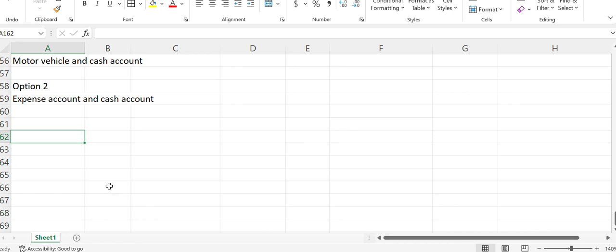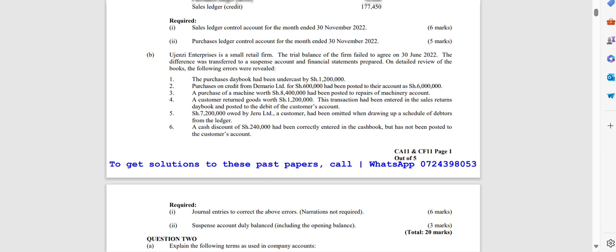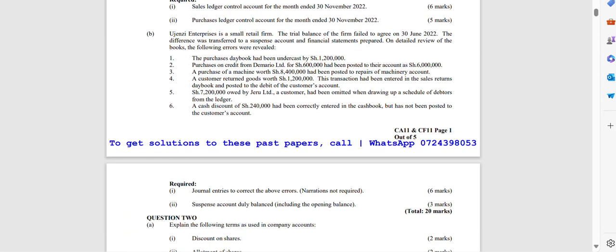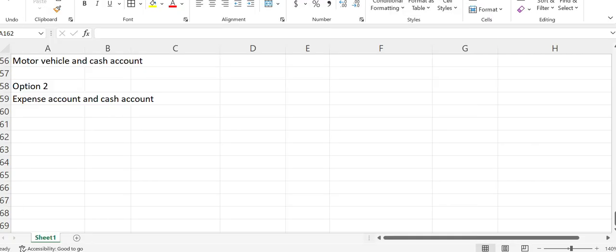So this one is which sitting? Which sitting is this? December 2022 question 1B. December 2022 question 1B. Mati mko na QA saa moja?